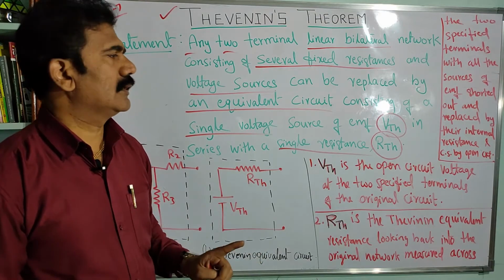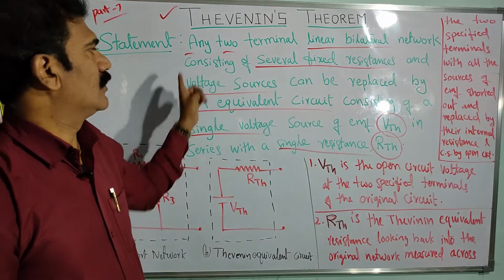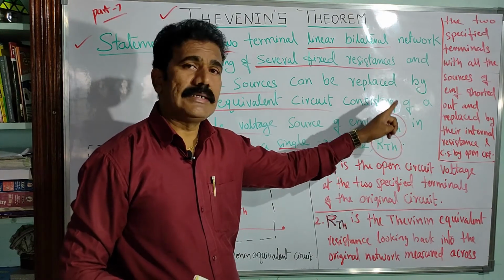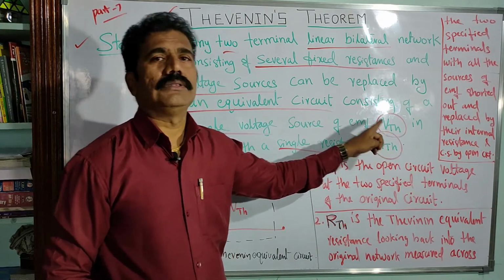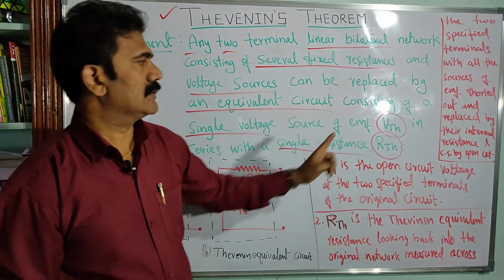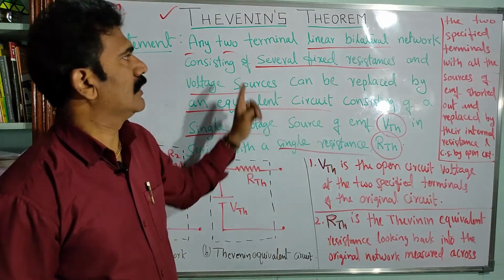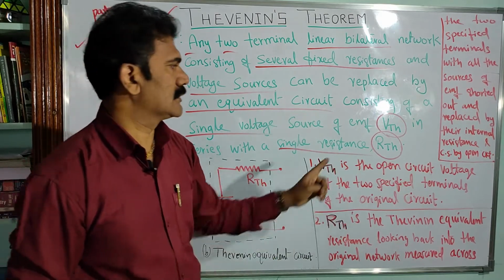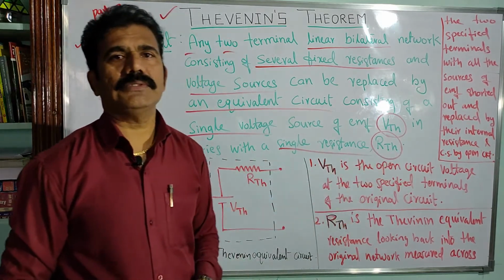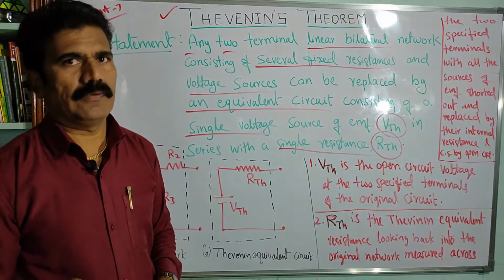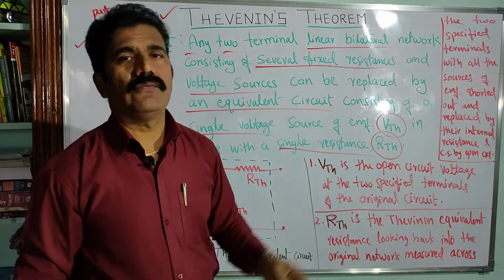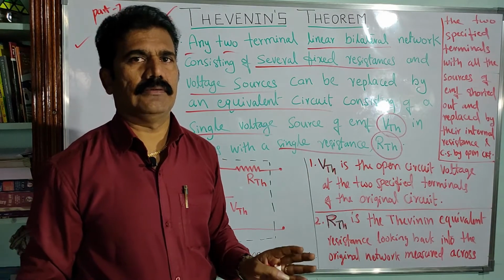The voltage connected in place of all the voltage sources is VTH, Thevenin's voltage. You should remember that. And you are replacing all the fixed resistances by a single resistance, that is called RTH. RTH means Thevenin's resistance. It is nothing but the equivalent resistance of all the fixed resistances, that's it.